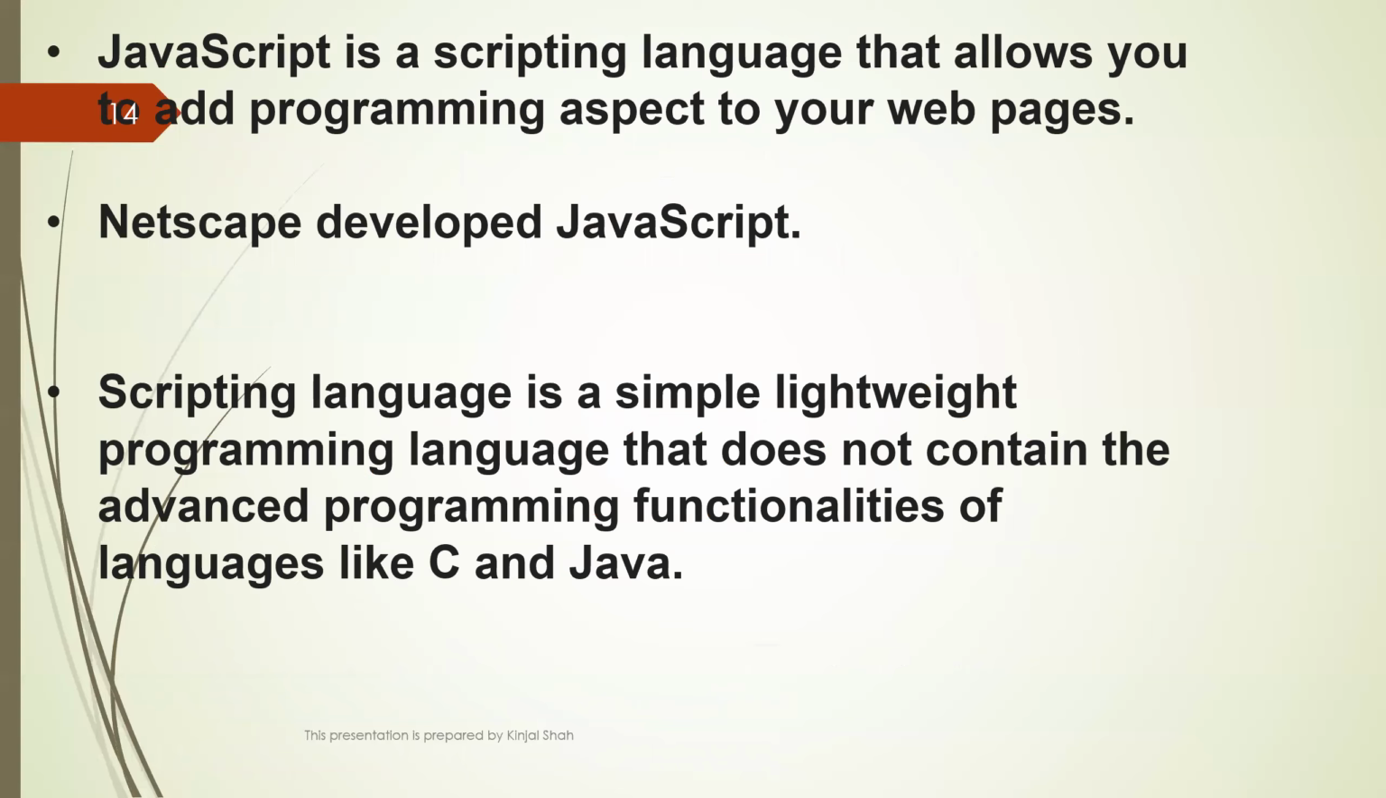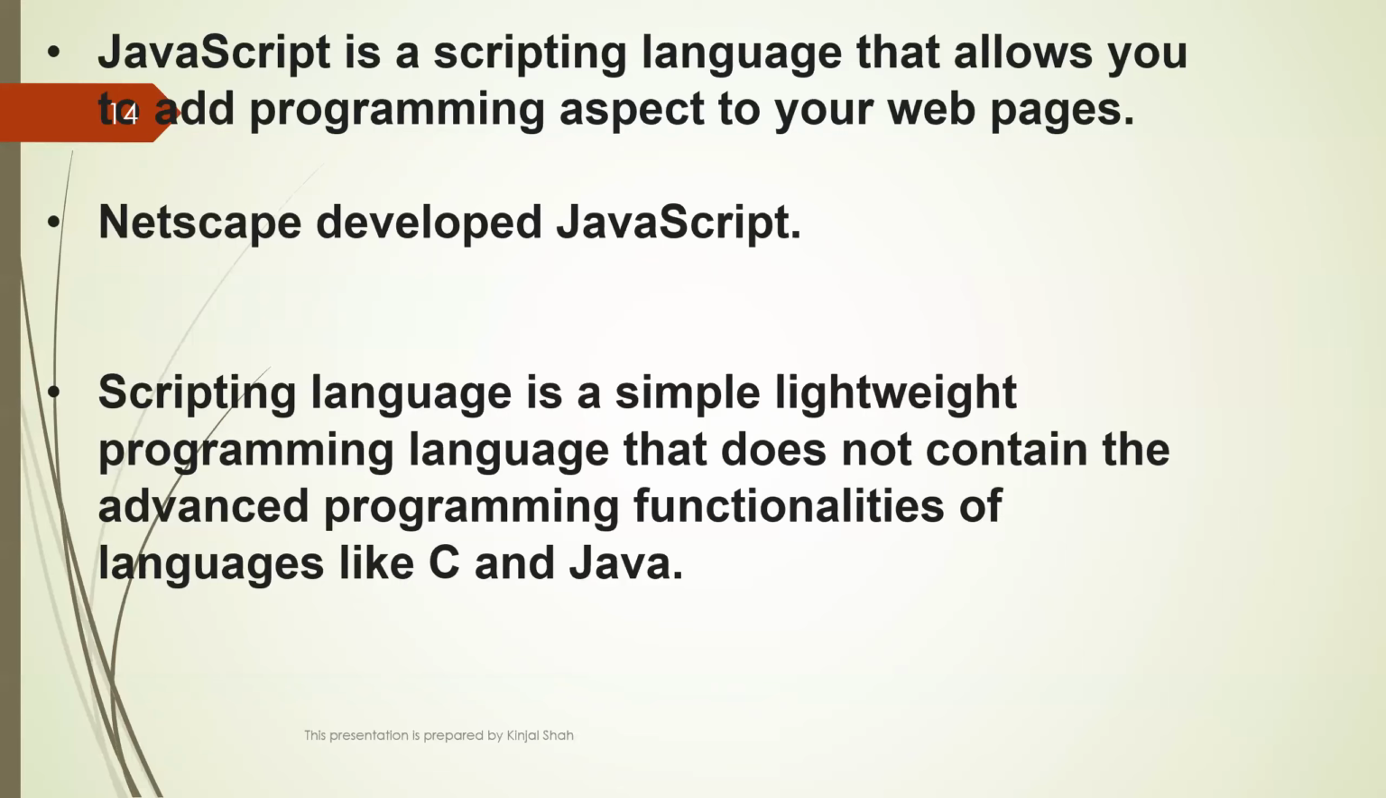So what's JavaScript? JavaScript is a scripting language that allows you to add programming aspects to your web pages. You all know, right? So what are web pages? Web pages are made of programs. What's a program? A program is something in which you write the script, and then you are able to create the program, and because of that program the web pages are created and you are able to access them.